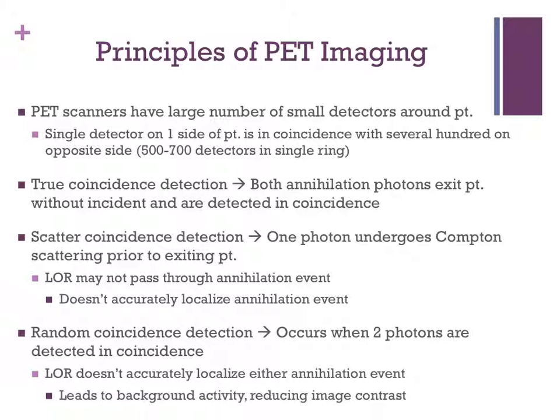Random or accidental coincidence detection occurs when two photons are detected in coincidence, and the line of response doesn't accurately localize either of the annihilation events. This can lead to background activity that reduces image contrast, and this can be minimized by reducing the coincidence timing window or reducing the detector count rates.